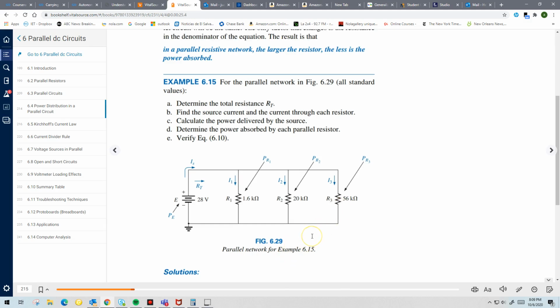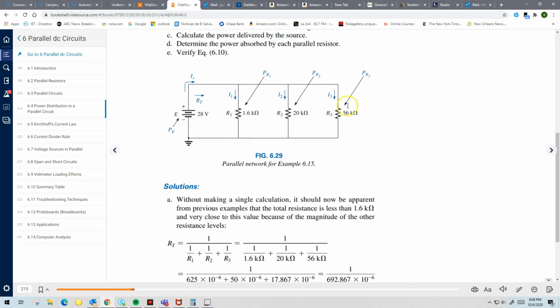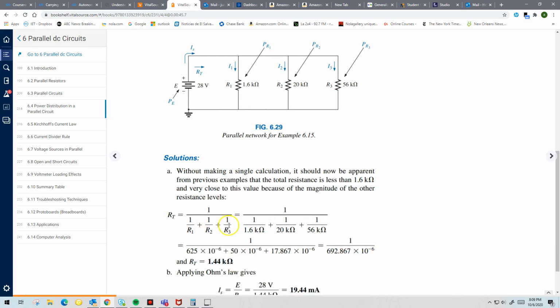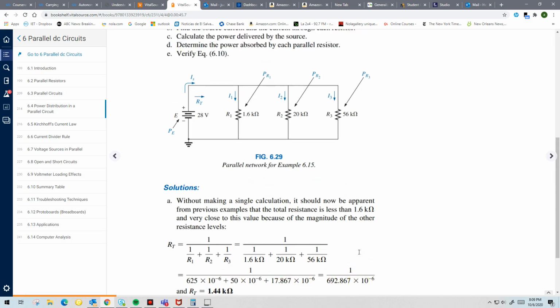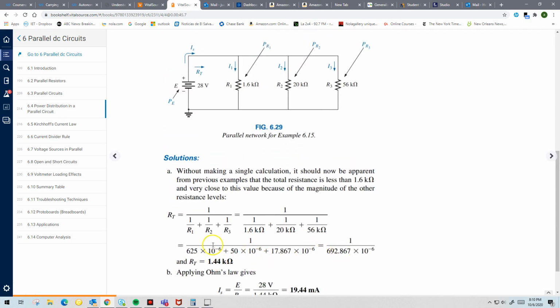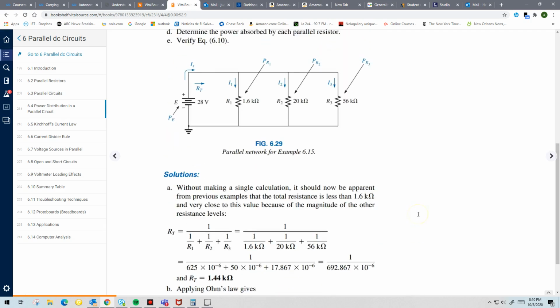Okay, it may take you a while, but just practice it. But now we know what to do, right? So to find the total resistance, I want to use 1 over R1 plus 1 over R2 plus 1 over R3, and then I'm going to take the reciprocal of that. And there you go. It's 1.44 kilo ohms. It's really just a little math problem. To find the source current, since I know the total resistance, it's just 28 divided by 1.44 kilo ohms, and that's your total or source current.